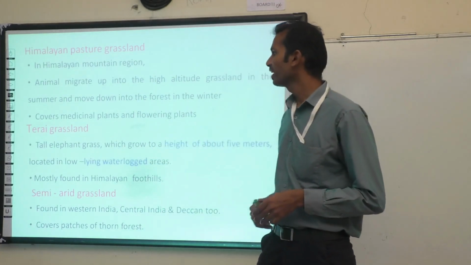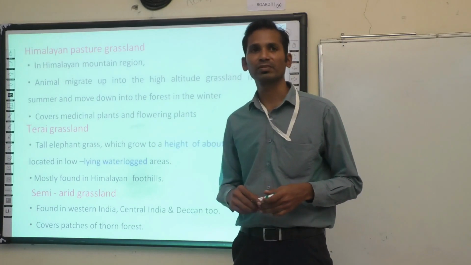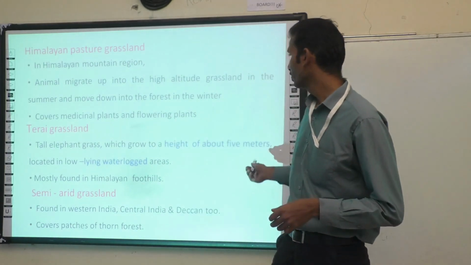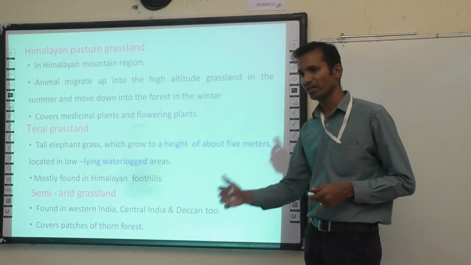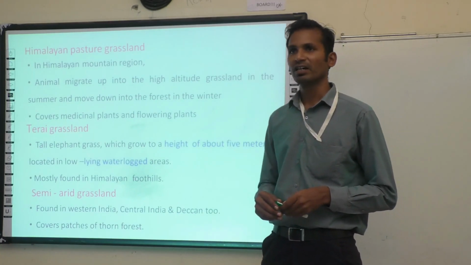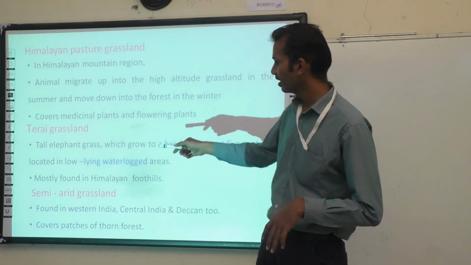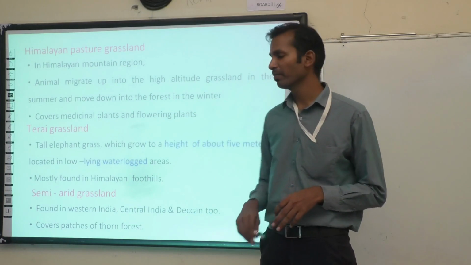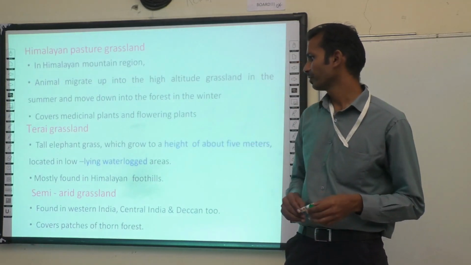And the next one is terai grasslands. The terai grasslands are tall leafy grasses which will grow up to 5 meters high. They are located in waterlogged areas. In the foothills of the Himalayan areas and the Ganga plains there is a lot of waterlogged area. In these kinds of areas, tall elephant grasses will grow to 5 meters height, and they are mostly found in the Himalayan foothills.